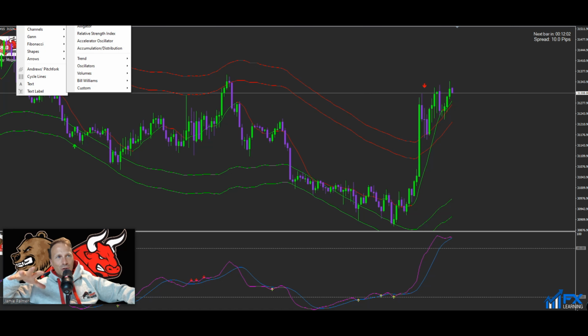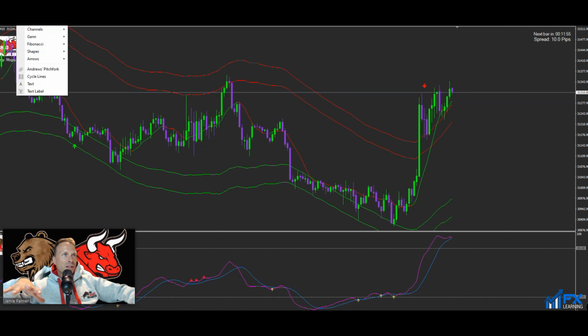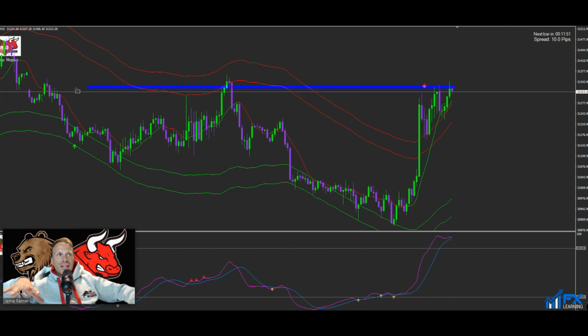I've been so used to trading with TradingView recently that I've forgotten how to use MT4. So where's my box? Here we go. Insert. Shapes. Rectangle. So as you can see here, US30 is sitting at a nice area of resistance.